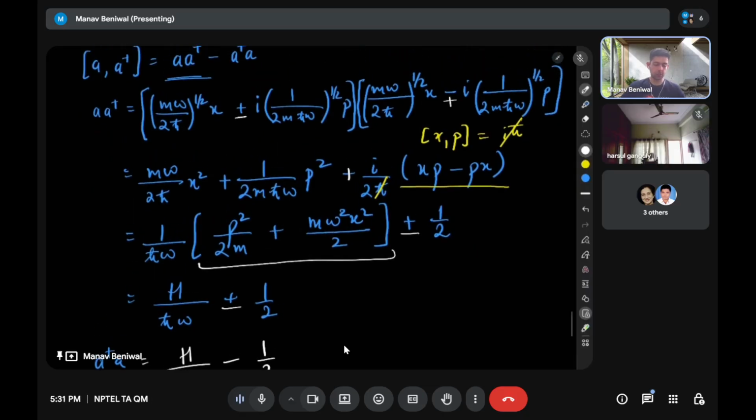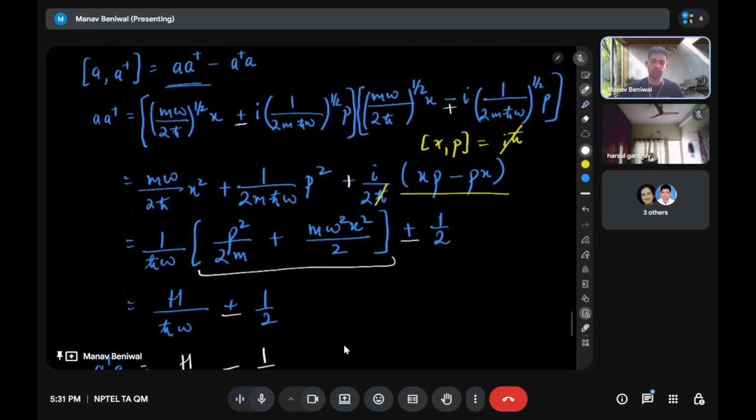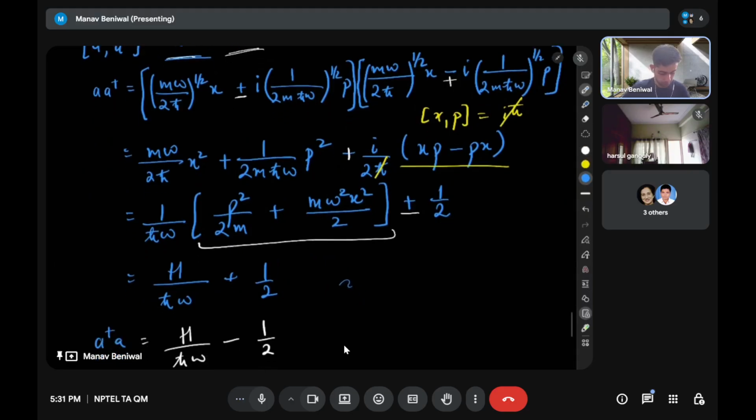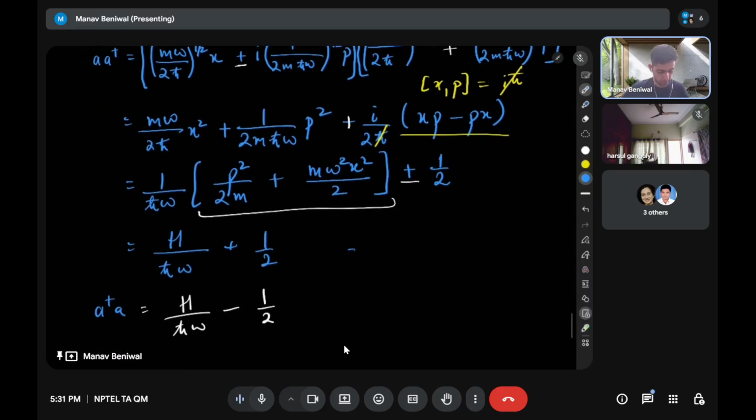Now what we wanted to do was find the value of this commutator. We have a a dagger, and we also have a dagger a, so we just have to subtract these two. If I subtract, the first terms will just cancel out each other. So for [a, a dagger], these will cancel, and we'll have half minus minus half, which is 1.